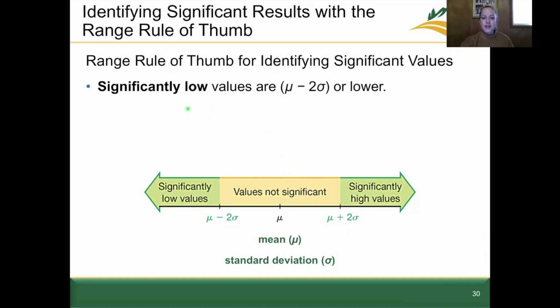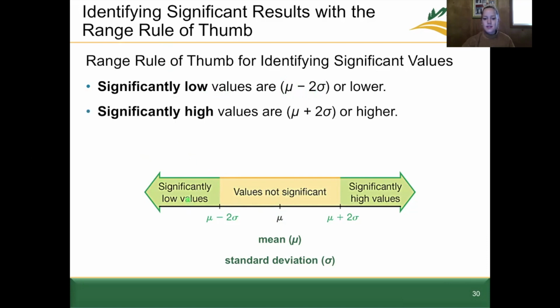So values that are significantly low are ones that are the mean, or mu, minus 2 times the standard deviation, or sigma. So looking at this figure here, here's our mean, here's mu, then we go over this minus 2 times the standard deviation. So any values less than that are significantly low. Then conversely, we have our mean here. We're going to add 2 times sigma, or 2 times the standard deviation. Then any values that are beyond that are ones that are significantly high.